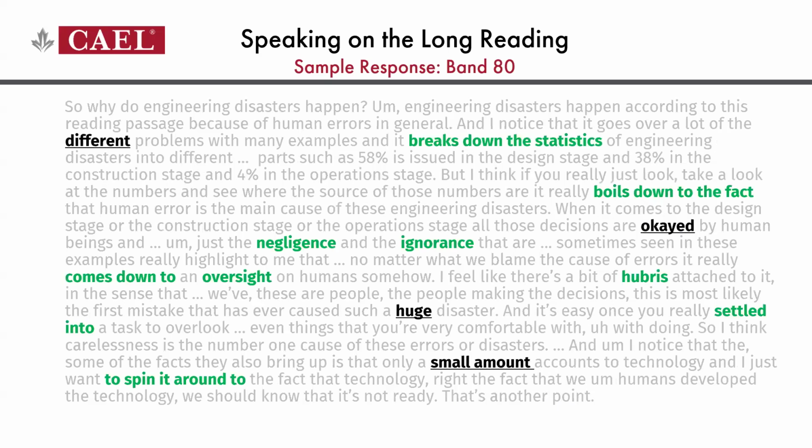But overall, I mean, look at his individual vocabulary words. The phrases in green represent his most academic and precise language. So breaks down the statistics, boils down to the fact, negligence, and so on. Spin it around too. So clearly, our speaker does have a strong command on the academic tone or academic register. Be that as it may, there are lots of strengths here, but those dark or bolded words that are underlined are a little bit too common and sometimes borderline slang. The word okayed, for instance, is really casual and does not convey quite the right academic tone. The words huge or small amount, those are really common words.